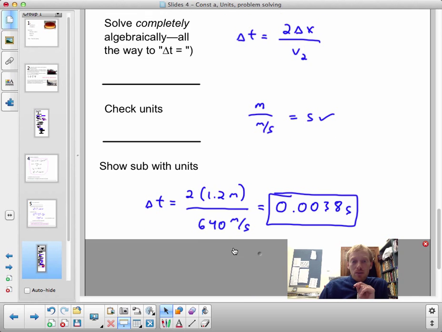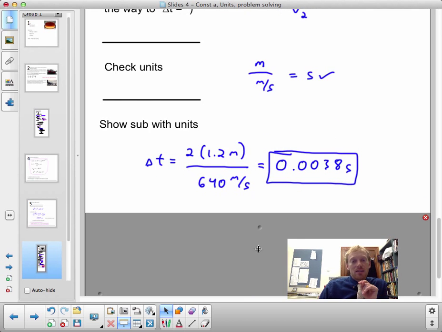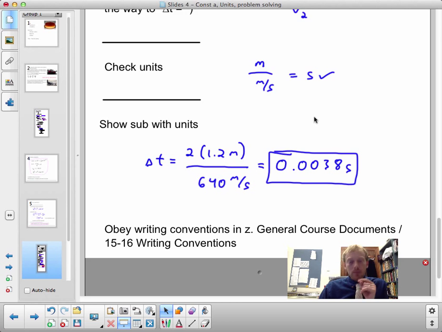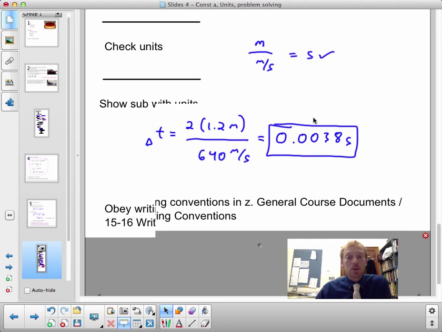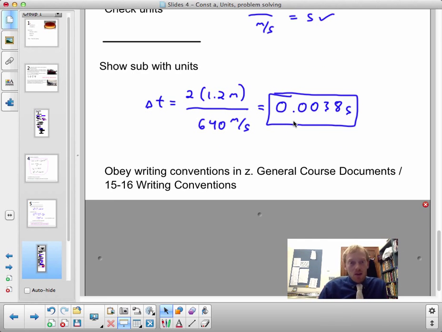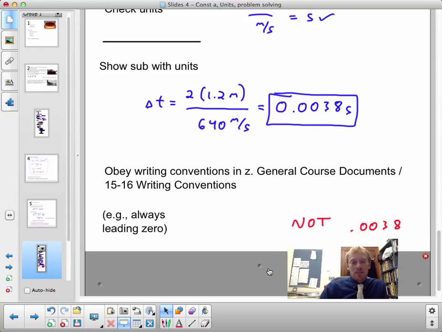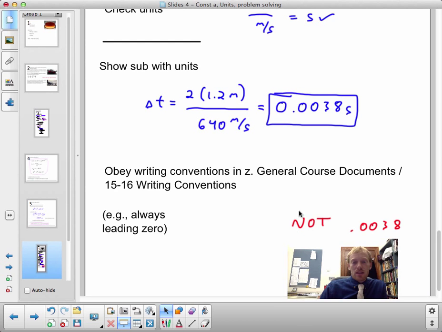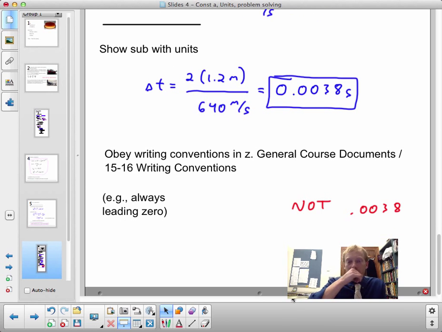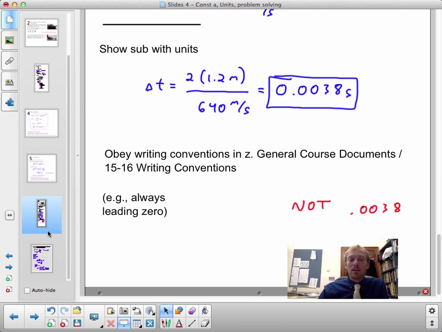Then you plug in the numbers in 1 line on your calculator. It really cuts down the opportunity for calculator error. Obey all the writing conventions in our writing conventions document, including, look, I have a leading 0 there. That's an example of one of our writing conventions. I don't write .0038, we write 0.0038. That's to avoid confusion. If a nurse were to be carrying out your doctor's orders and not see a decimal point, it would be a big bummer.